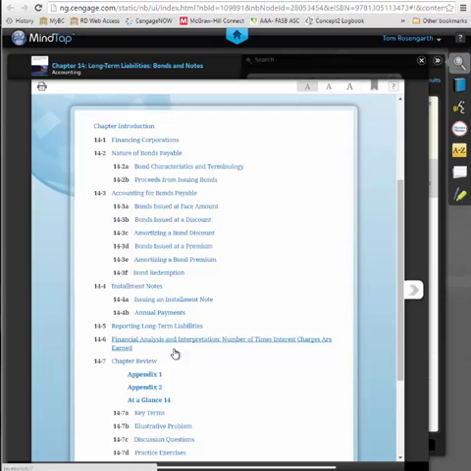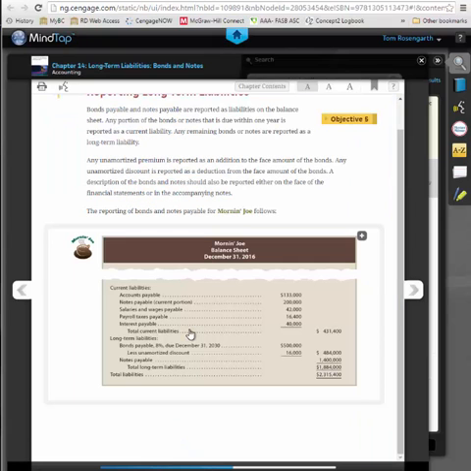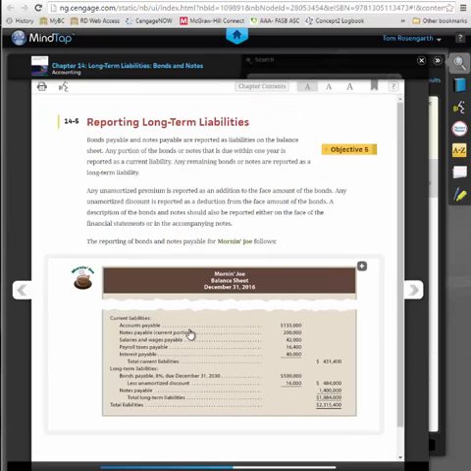Now, each of the chapters that you have will have a section on reporting the particular topic that the chapter has, in this case long-term bonds, on the financial statements. And really, folks, this is what accounting is about. How do you report these different financial instruments on the financial statements? I'm real big on you guys learning this, so make sure that you understand how things are reported, and I'd suggest always clicking on that first.